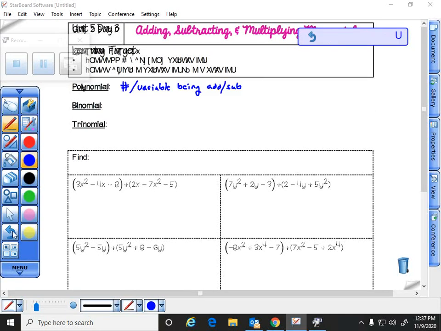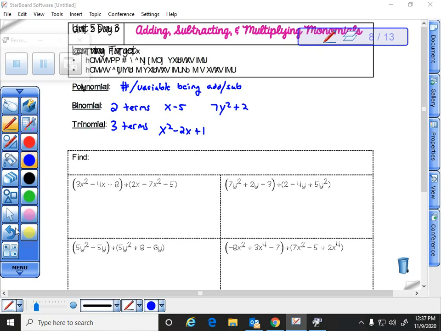Polynomial. We're going to be looking at numbers and variables being added or subtracted. Binomial would be two terms. For instance, it could be x minus 5, maybe it's y squared plus 2, but there are two distinct terms that aren't being combined. Those would be a binomial. And a trinomial would be three terms. For instance, x squared minus 2x plus 1, something on that line.